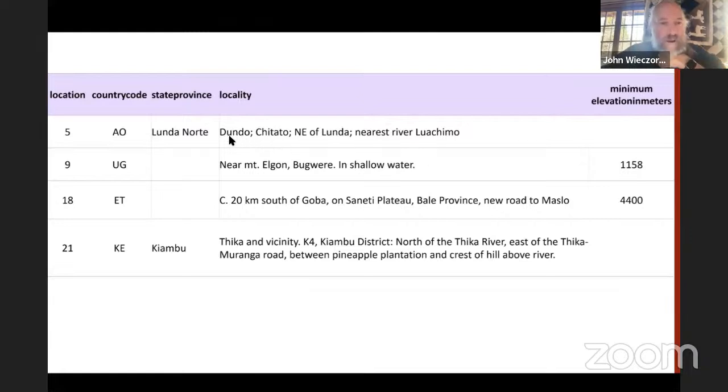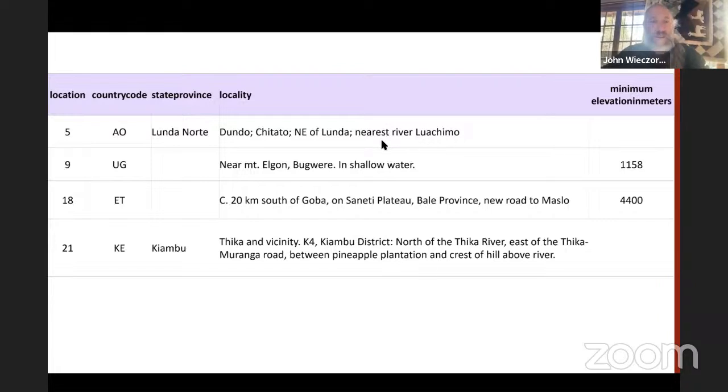If I look at this, the first one looks like a geographic feature. Second one looks like a geographic feature. Third one looks like a direction from a geographic feature. And the fourth one is a little difficult to interpret. It could be a commentary that the nearest river to all of this other stuff is the Luachimo River. In other words, it's just saying, listen, all this stuff is with reference to that river, but we're not going to use the river as part of the georeference.